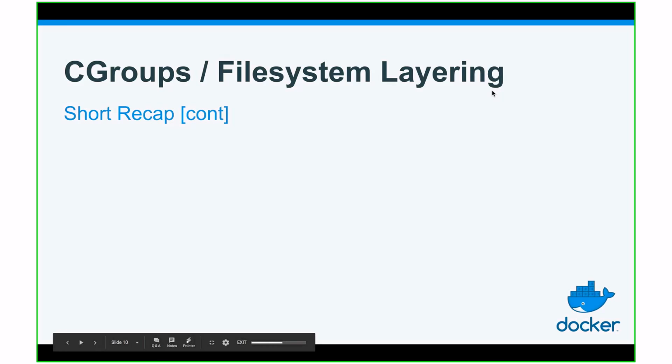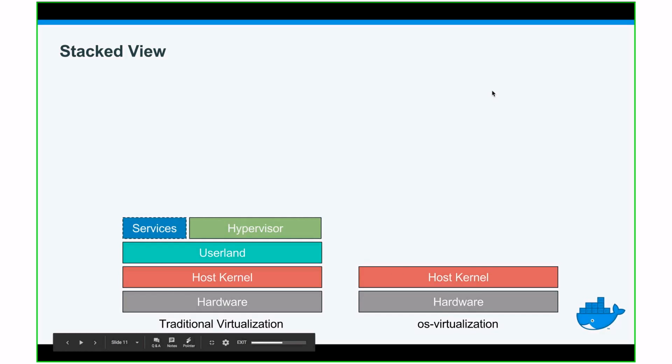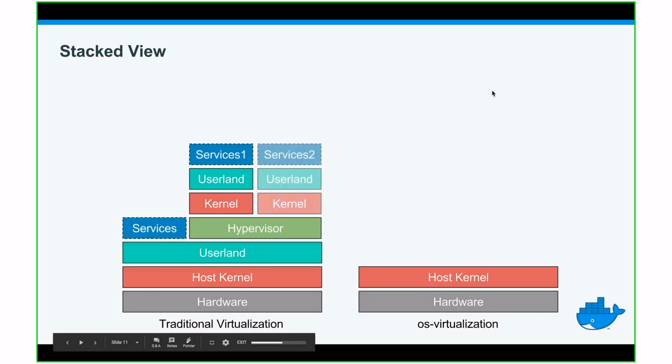And this is where layering comes in. But first, I have a stacked view. So the layering comes later. Just a quick, and I think many of you saw this kind of slide already. So if you have some hardware you want to run something on and you want to use traditional virtualization, you have a host kernel, you have the userland, which comprises the operating system, and then you have services of the operating system and the hypervisor that's running on top as a service. And this is a type 2 hypervisor. It could be another hypervisor, but let's not get stuck in the detail.